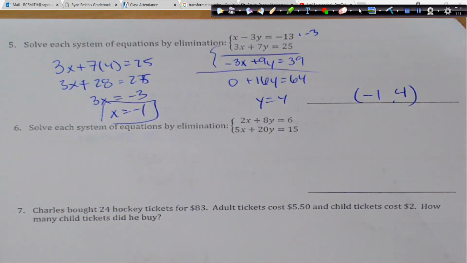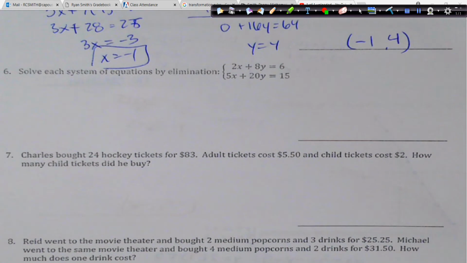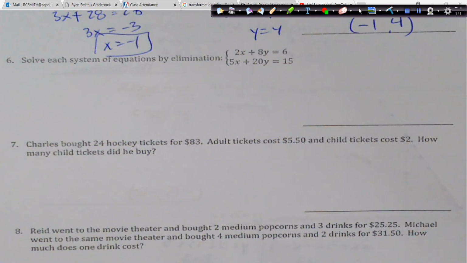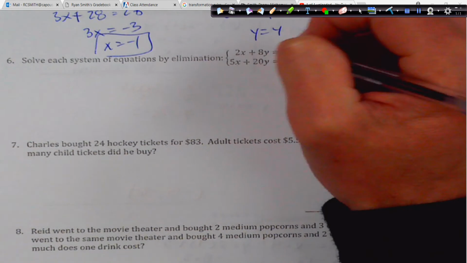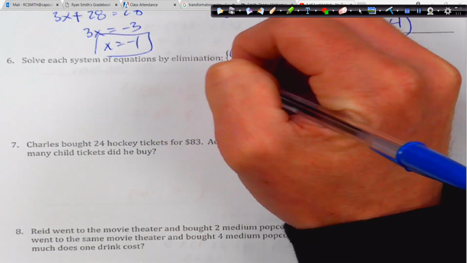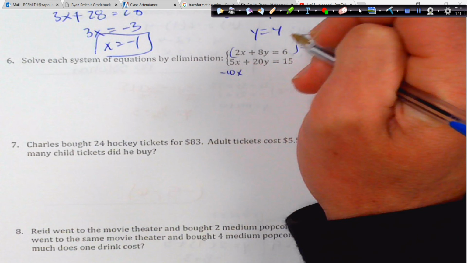So negative 1 comma 4. Okay. Solve the system by elimination. Again, I'm going to go ahead and pick the top one and multiply it by a negative 5. That gives me negative 10x. Oh, I'm sorry, I did that wrong.